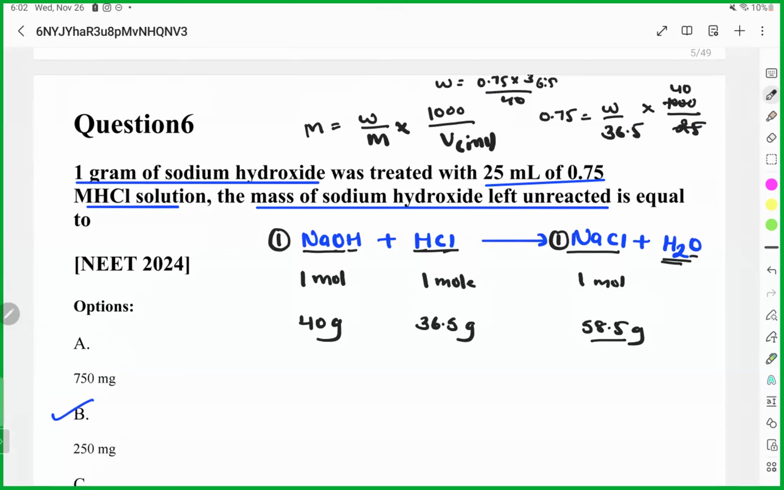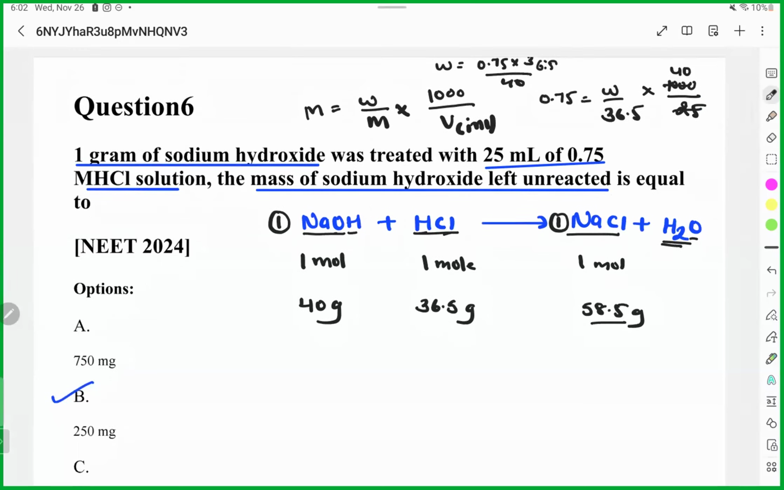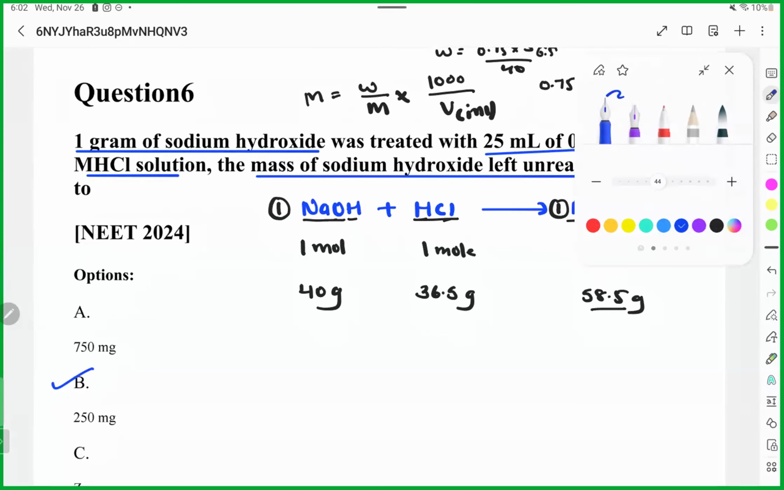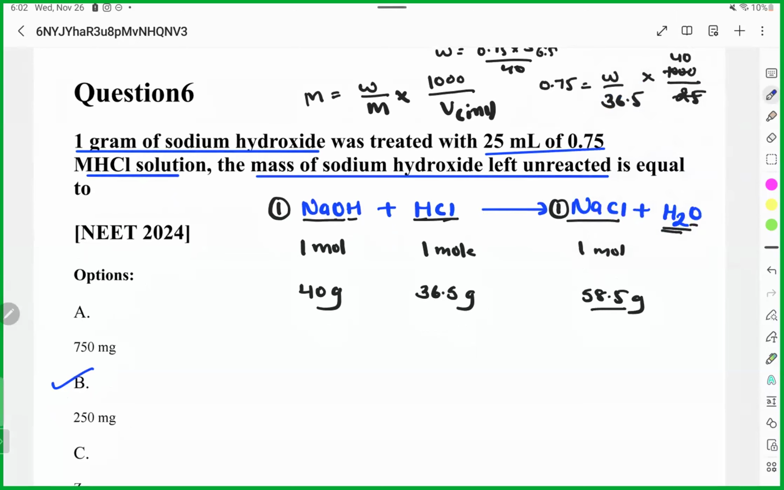Okay, to make it easy you can take moles also. Mole will be an easier process. How? Calculate moles of HCl and you can solve the question. For example, molarity is 0.75. If we calculate the number of moles, what is the volume of the solution? 25 multiplied by 1000, 40. Number of moles will be 0.75 divided by 40. Okay, you can calculate number of moles also.